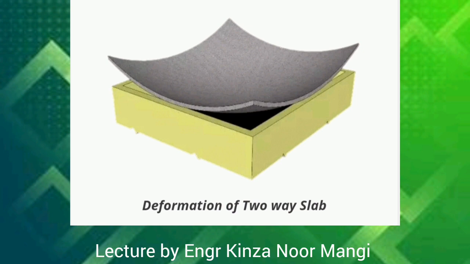In two-way slab, bending is in both directions, whereas the deflected shape of the two-way slab is a dish-like or a saucer-like shape. While designing a two-way slab, we provide more steel. Hence, the depth of the slab decreases. As a result, the thickness of the two-way slab is less as compared to the one-way slab.